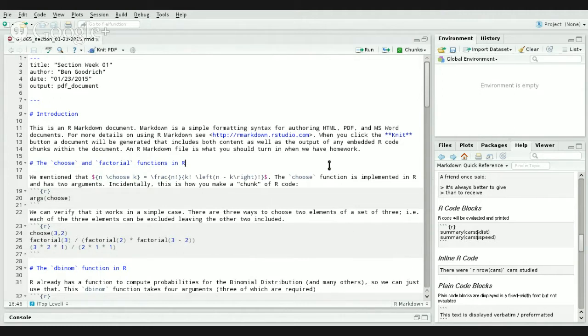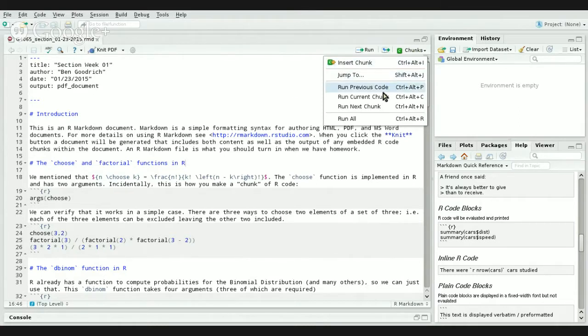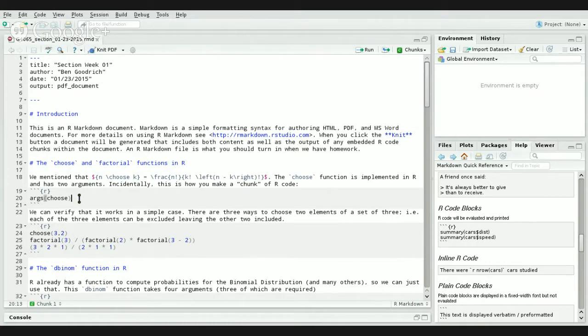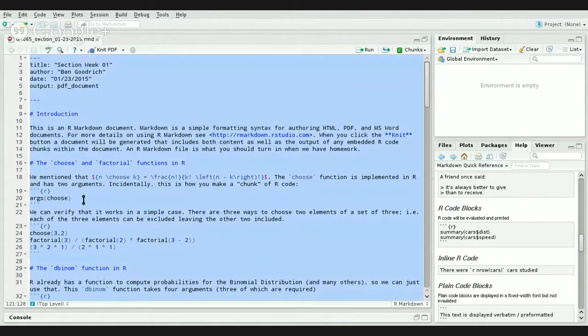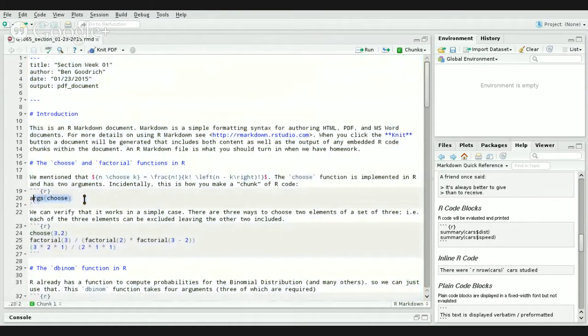So last week we talked about the choose and the factorial functions. Both of those are available in R, and we can investigate those more closely. So here is a chunk of our code. If I wanted to execute that chunk, I could click on chunks and then run current chunk. In this case, I just want to run the single line, which can be performed by putting your cursor on that line or by selecting the entire line or the section that you are interested in.